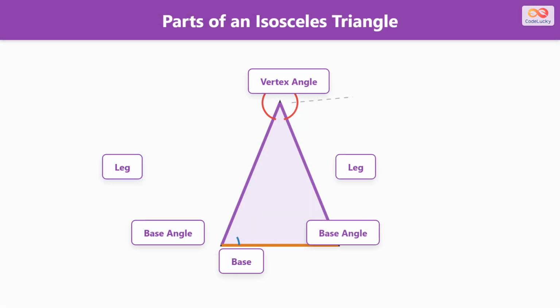Every isosceles triangle has specific names for its parts. The two equal sides are called the legs. The third side is called the base. The two angles at the bottom, formed by the base and the legs, are called the base angles. And finally, the top angle is the vertex angle.